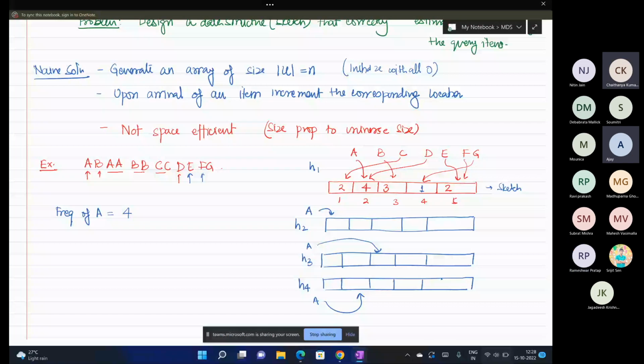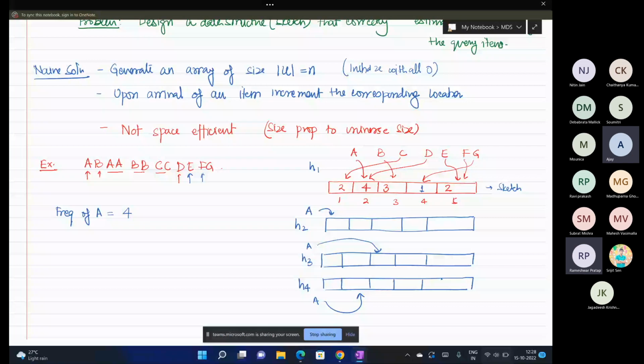Take the minimum? Yes. Why minimum? That way we will avoid the collisions that add to the counter, right? Taking the minimum will ensure that we don't take the instances where there was a collision. Right, right. So exactly this is what we'll be doing.